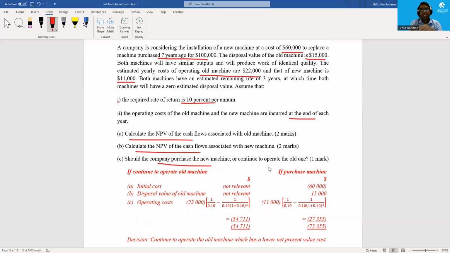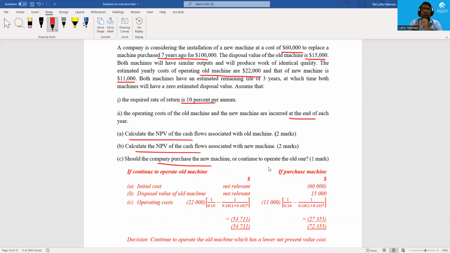We had similar types of problems in our workshop and practice question set. So all we need to do is consider these two projects separately. Okay, so we need to find the present value of these two separately, and we should find out whether we should go with the new machine or not.